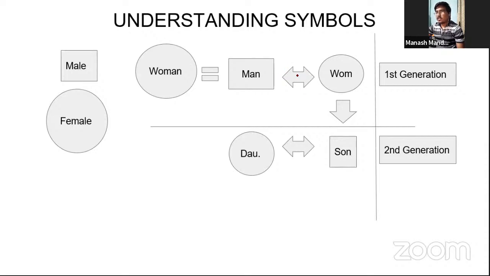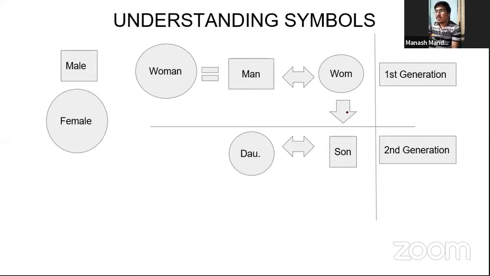Okay, so this means that these two are brother and sister. This woman is the sister of this man, and this man is the brother of this woman. So there's a double relationship between them. Therefore, I've used this double arrow. You can use something else, but this made more sense to me, so I'm using this double arrow.